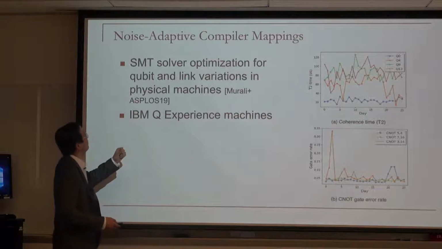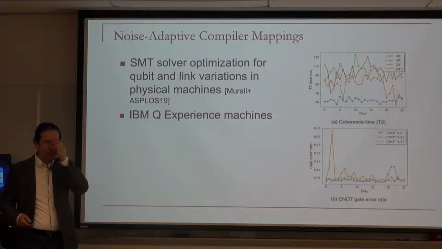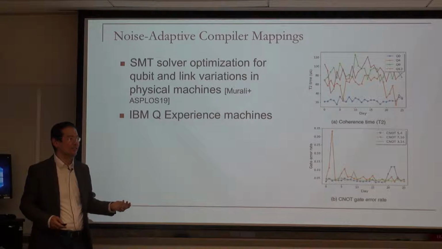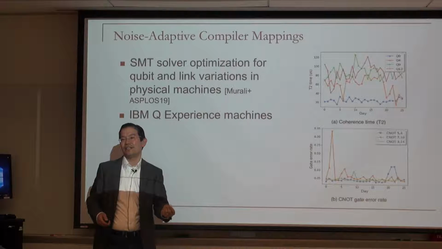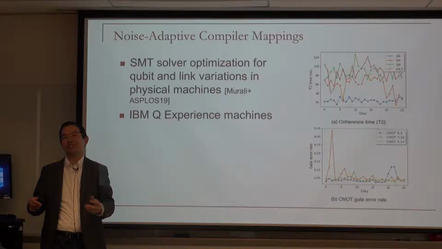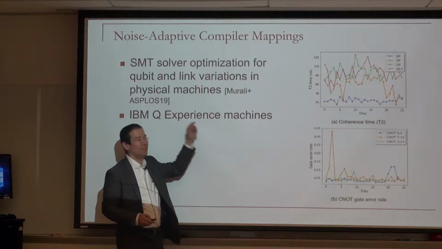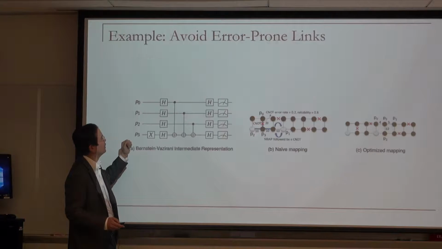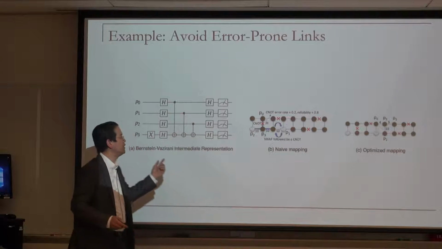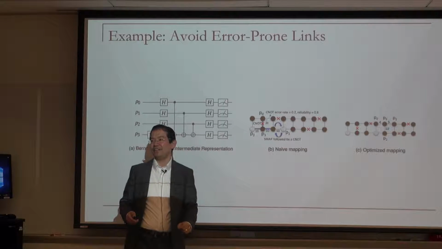connectivities or couplings. So this is, once again, another ASPLOS paper that just appeared, which you can find on the arXiv. And what we're going to do is use a generalized solver. So it's an SMT solver, which is a satisfiability modulo theories solver, which is sort of a SAT solver generalized to constraints. And so we express all this in terms of constraints, and then we run it through the solver. Okay. So what will the solver do? What it will do is avoid bad links and bad qubits.